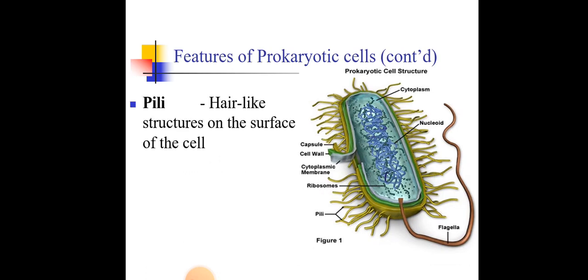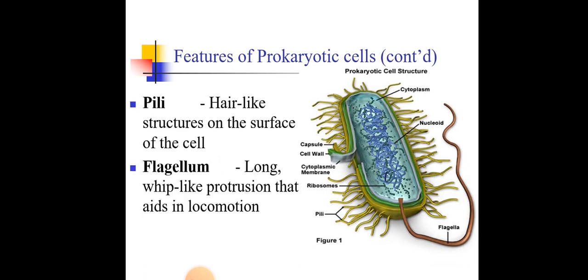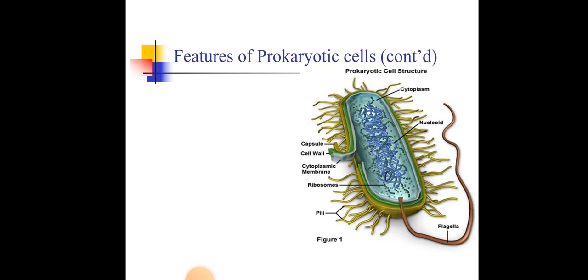The other features are the pili and the flagellum. The pili are hair-like structures on the surface of the cell. Go and find the function of the pili. And the flagellum is longer than the pili. The flagellum is a long, whip-like projection that aids in locomotion.